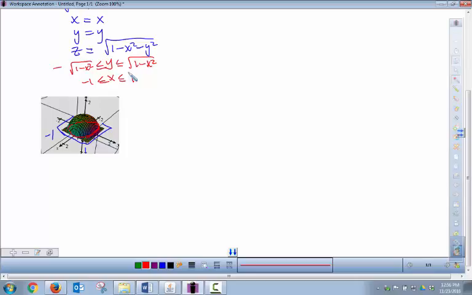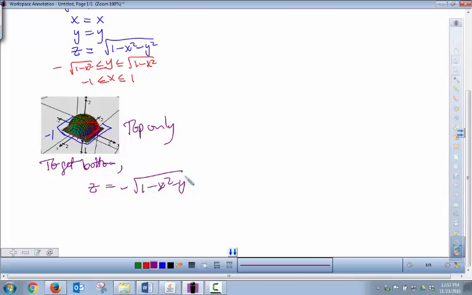Okay? So this is your graph parameterization version of this. Now, remember that this is only the top. And so if we want the bottom, to get the bottom, you have to let z equal the negative of this original z function that you have, and then now you can include the bottom. So you'll still need to break this up into two pieces.